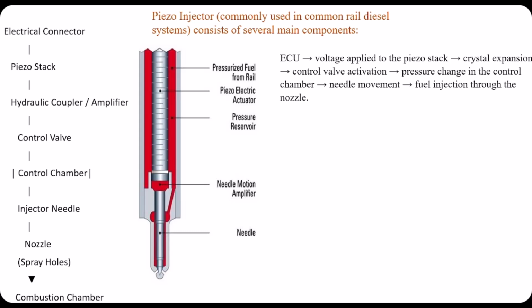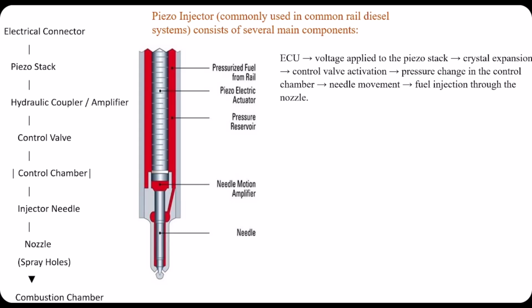Number 2, we have the hydraulic coupling or amplifier. Because the expansion of the Piezo stack is very small, this section amplifies and transfers the movement to open the injector needle. Okay. We have the control valve that regulates the fuel flow or pressure inside the control chamber. By changing the pressure, it causes the injector needle to move.